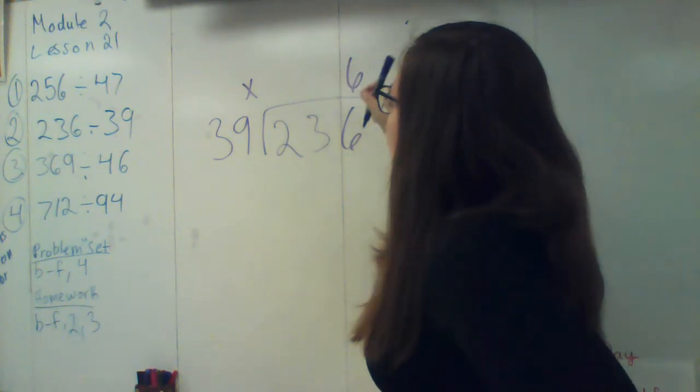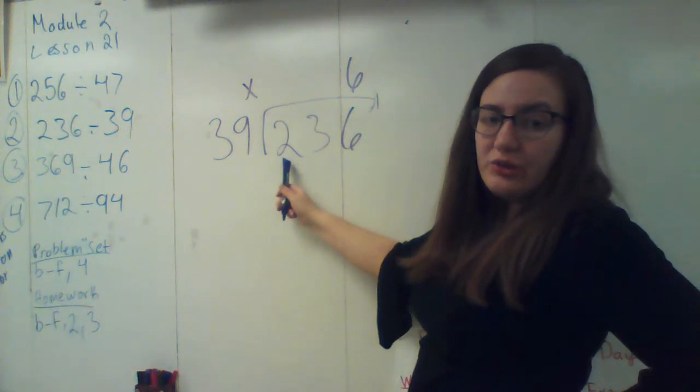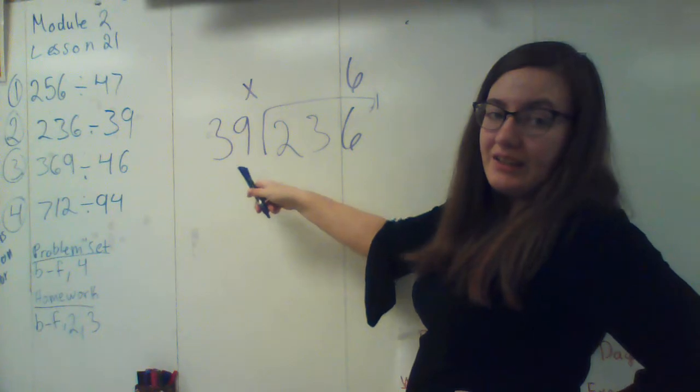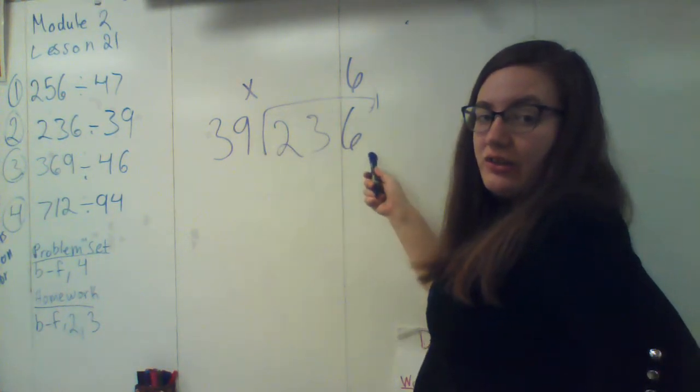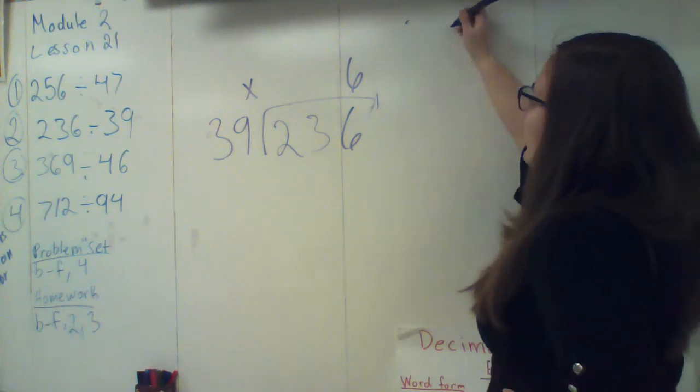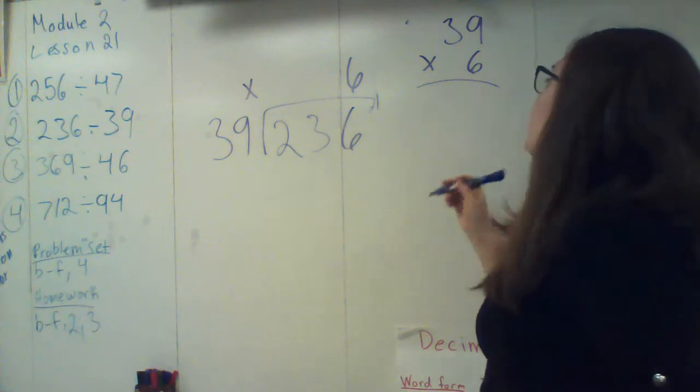times 6. Remember, 6 has to be all the way over here because I'm not saying that 39 goes into 2 6 times. I'm not saying that 39 goes into 23 6 times. I'm saying that 39 goes into 236 6 times. On to the side, I'm going to do the math for that. Please don't just guess these numbers.